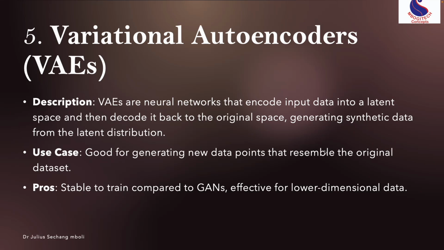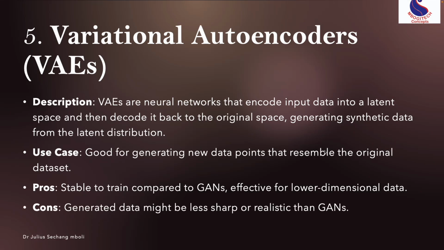However, if you need something that is more stable, then you may want to be using variational autoencoders, because you want it to generate synthetic data from the latent distribution which resembles the original data as much as possible. And the concept is that generated data may be less sharp or realistic than GANs. So that's the reason I was telling you that most of the generative AI tools today maybe rely on GANs, basically.